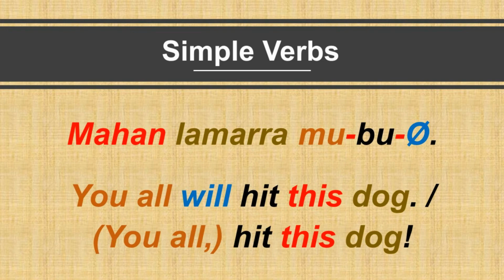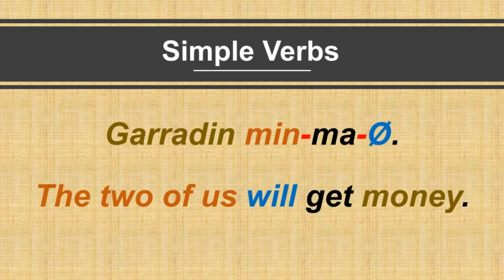Ma lamara mubu can mean you all will hit this dog, or it could mean hit this dog, all of you, hit it. It's like an imperative again, but to a lot of people. And this example, the two of us will get money, is garadin minma. Very easy with the future, right?